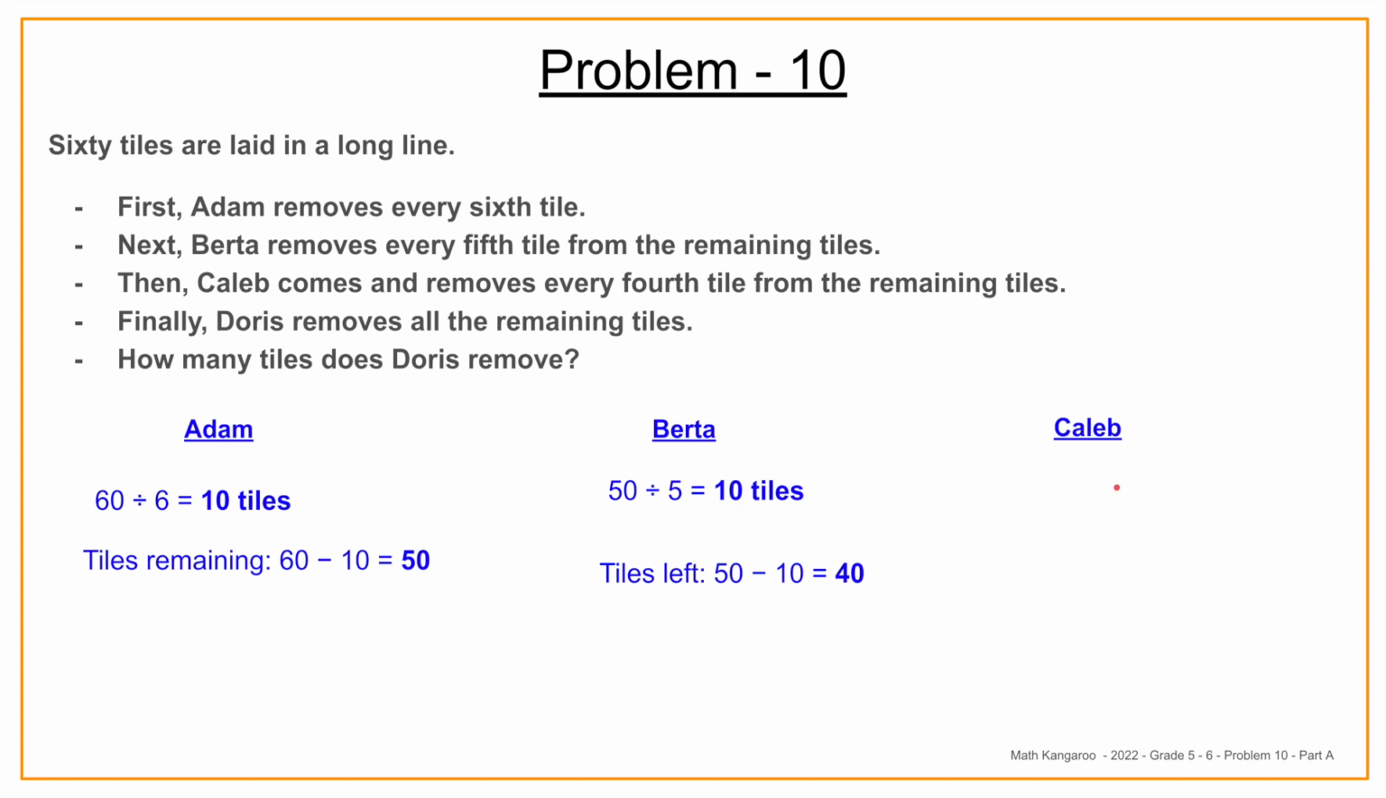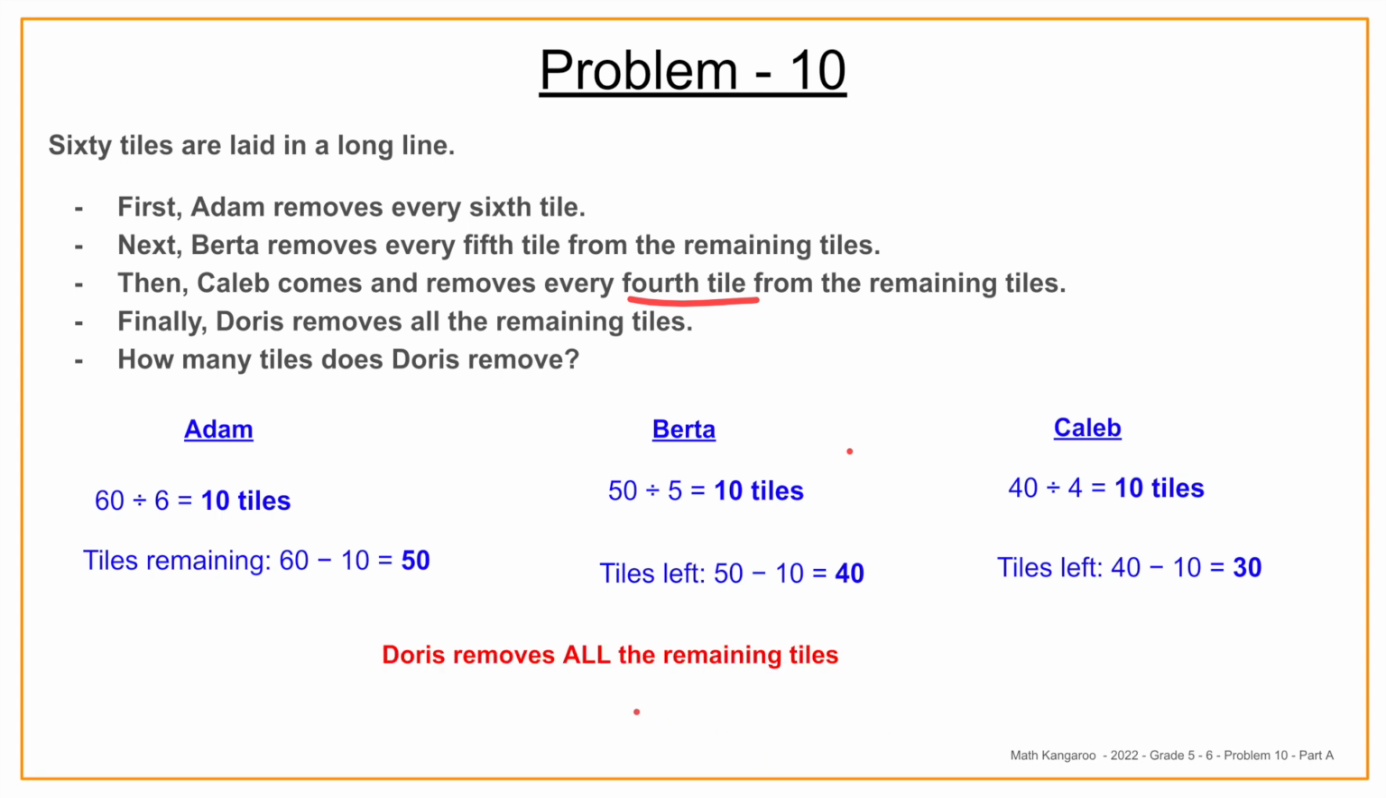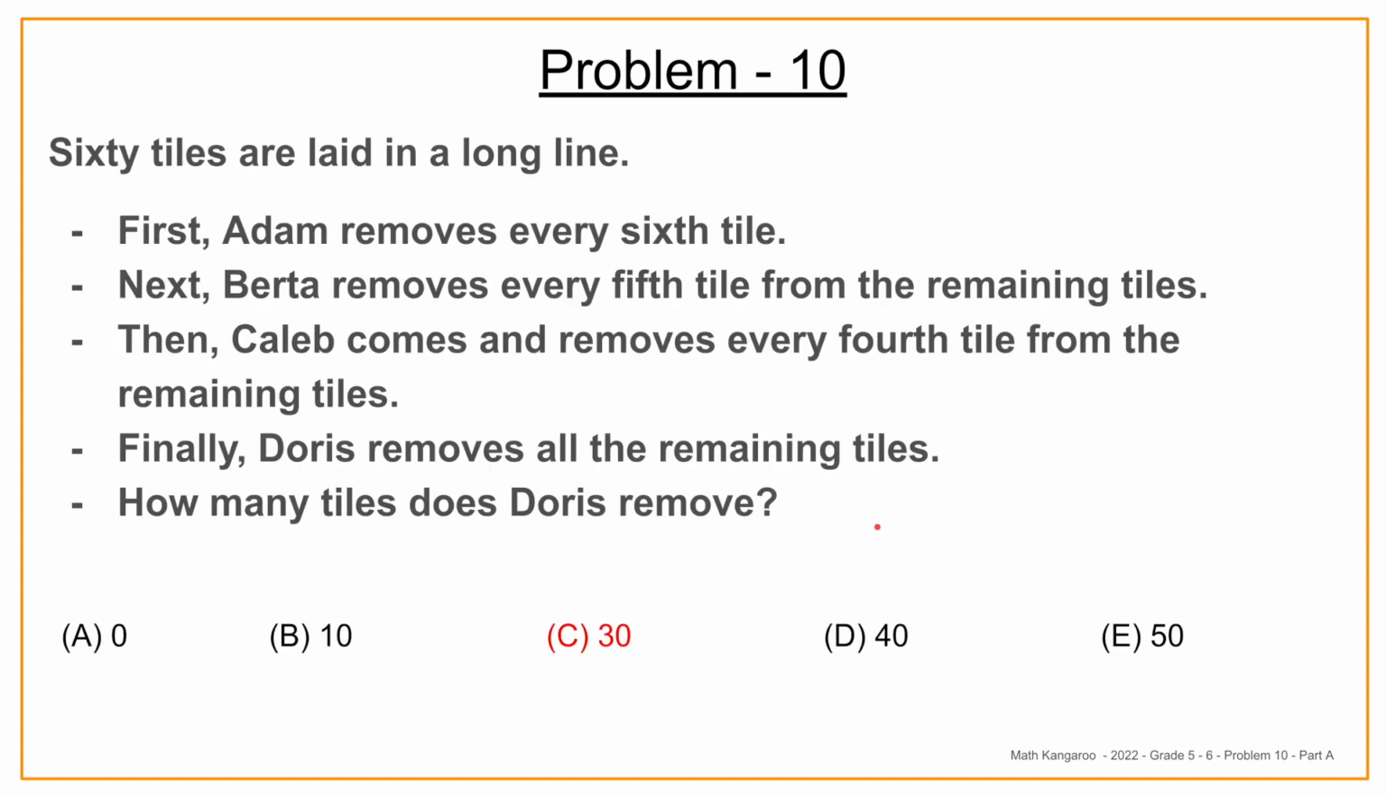Now Caleb comes and removes every 4th tile from the remaining tiles. That means 40 divided by 4 gives us 10 tiles. How many tiles are left? 40 minus 10 gives us 30. So Doris removes all the remaining tiles, which is 30 tiles. So our answer is option C, 30.